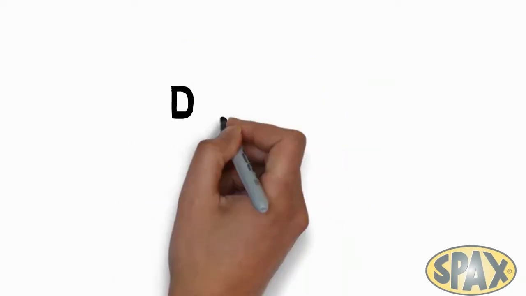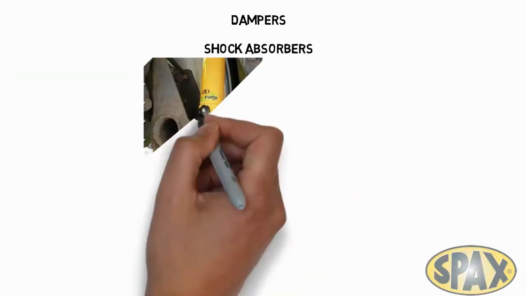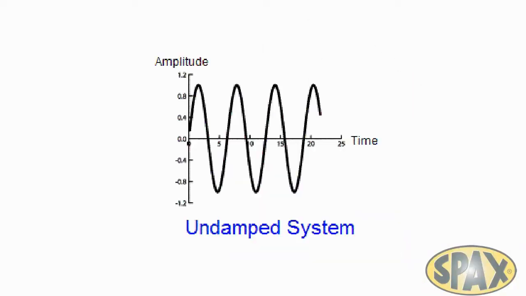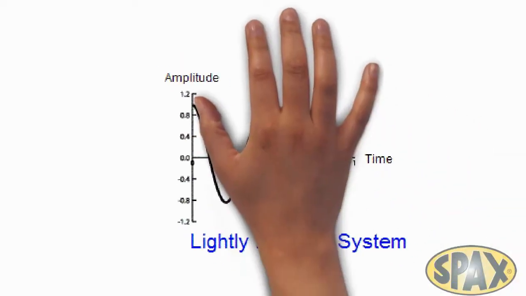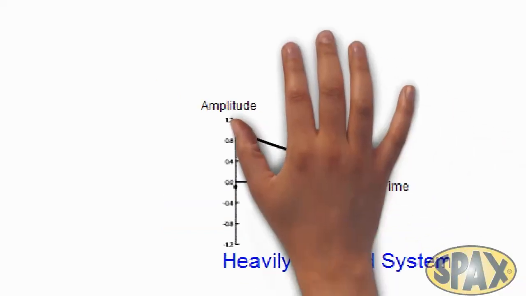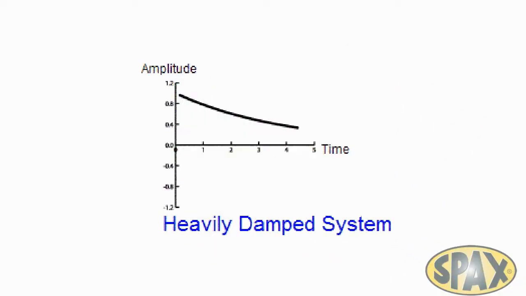To act in unison with a spring, a damper, or shock absorber as they're commonly referred, is required to mitigate the natural inclination of springs to oscillate in use. In simple terms, a shock absorber will provide resistance to the movement of the spring by absorbing energy being used to compress and expand. This energy will be turned into heat.